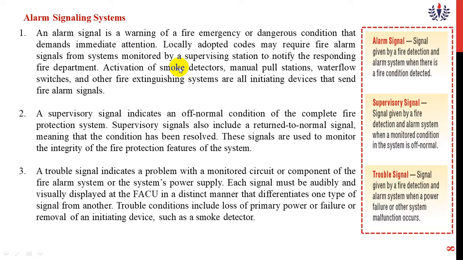The alarm signal systems have three types of functions. One is the normal alarm signal. It gives a warning signal of fire, emergency or dangerous condition, which indicates the need for immediate attention from humans. You can use this fire alarm signal with smoke detectors, manual pull stations, etc. The second alarm signal system is called the supervisory signal, which indicates an off-normal condition of the complete fire protection system.